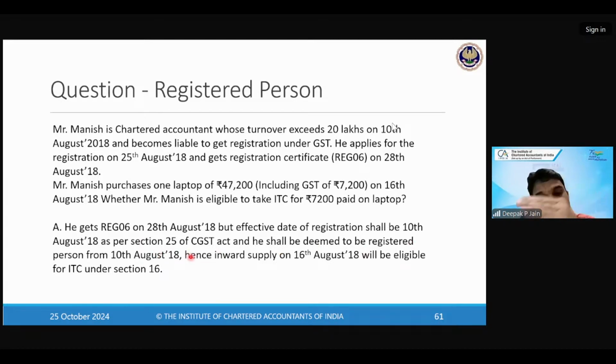So that's what I was saying. Even if the registration date is given later, the effective date of registration will apply. If I have applied on time, then 10th August will be the effective date of registration. Hence, inward supply after the effective date of registration will be eligible. So there are two dates. One is the date of registration, which is 28th August, but the effective date of registration will be 10th August. So for any purchases after 10th August, he is eligible.